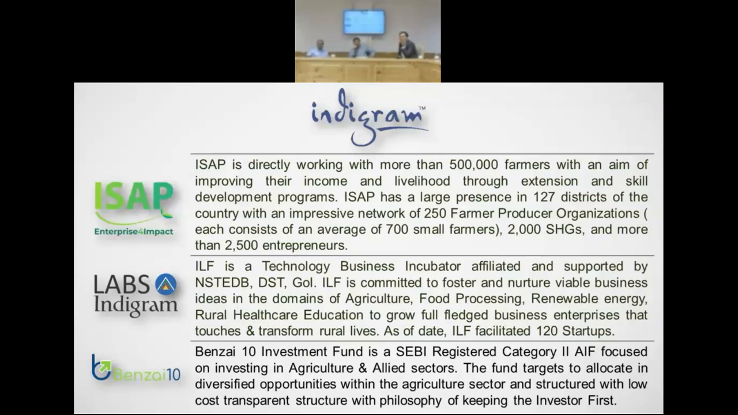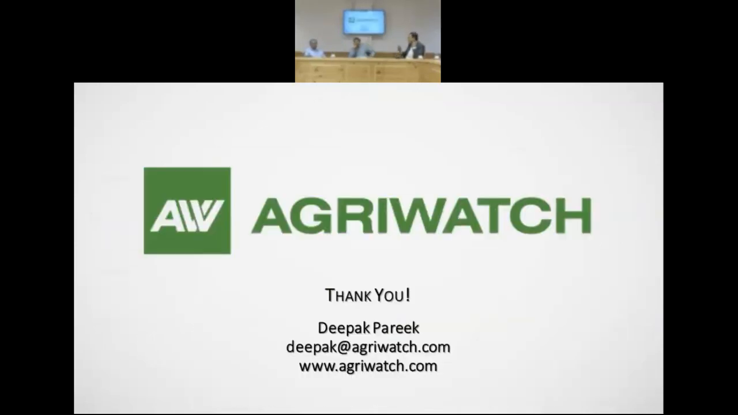Benzite 10: we thought that once you graduate from an incubator, you need funds. So we have floated a SEBI-registered Category 2 AIF, and I'm also part of the team as a co-founder, to take the next scale from incubated to funded. We might raise from SIDBI also, but we have currently raised funds from private LPs. And with that, I would like to thank you for your patient hearing. I know it's a little bit long, but the topic itself was very interesting.